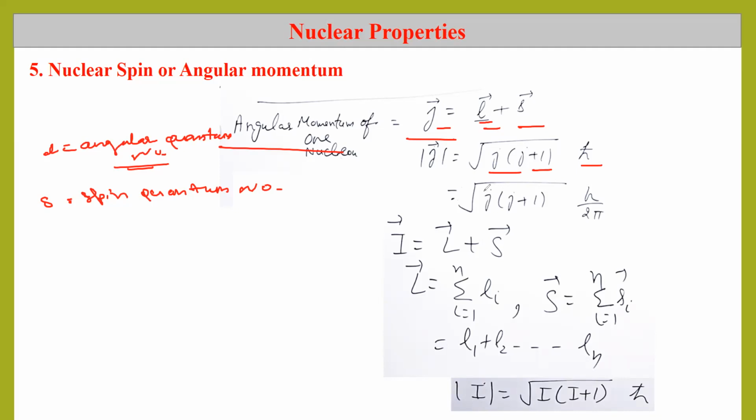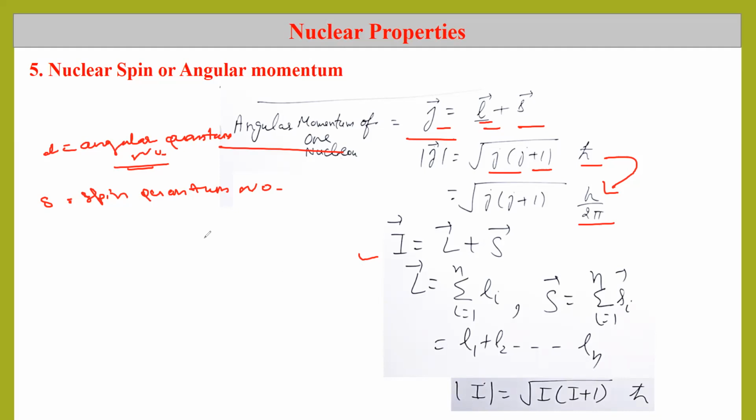And what is the h cut? H cut is h by 2 pi. This is the momentum. So the under root formula comes: under root j into j plus 1 into h by 2 pi. And what is I? I is the angular momentum, so vector L plus vector S.